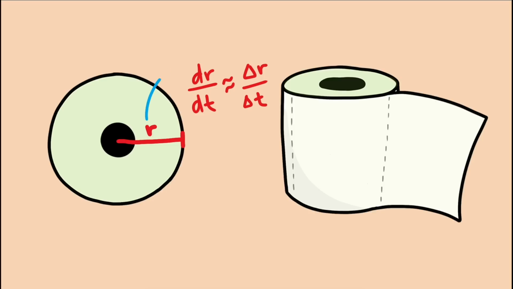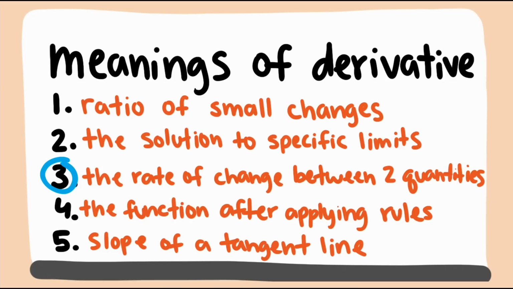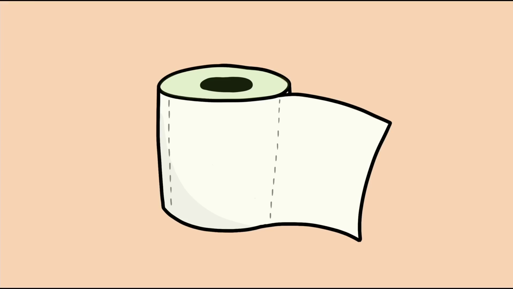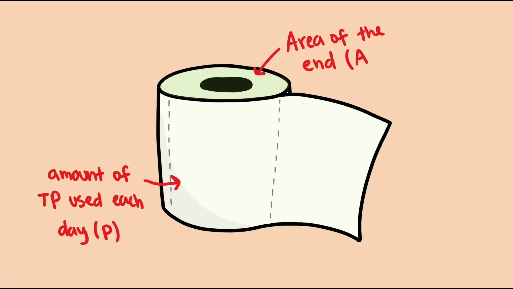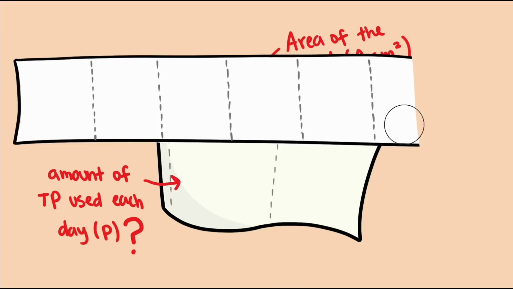Related rates will help us develop a formula that relates r and dr/dt, or in other words, the radius and how fast the radius is changing. What are the other quantities in this situation? We have the area of the end, which we'll call A, and we have the amount of toilet paper we use each day, which we will call P for paper, because I will be using the letter T for time. For the units of A, we will use centimeters squared. But what are the units of P? The amount of toilet paper we use each day? Well, we could start with the length of toilet paper.